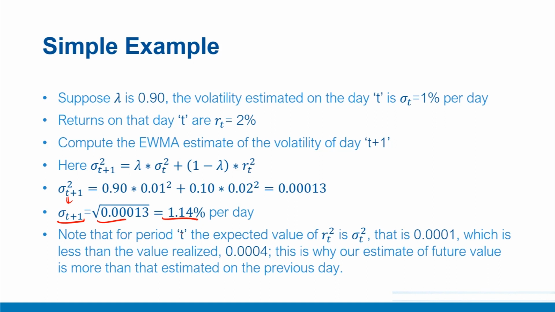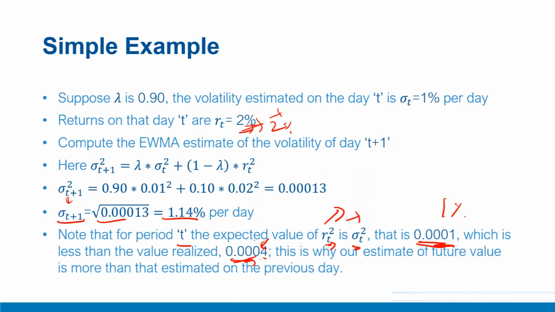Now note that for period t, the expected value of r square t is sigma square t. So the expectation of r square t, or the variance on the t-th day, was 0.0001, or 1%, which was lower than the actual value. The realized or actual value was 2%, that is, in terms of variance, 0.0004. What does this convey to us? From the historically observed lower level of 1%, the volatility has now increased by a shock of 2%. So this r t is like a positive shock of 2%.